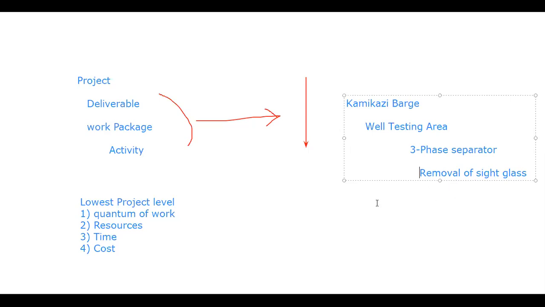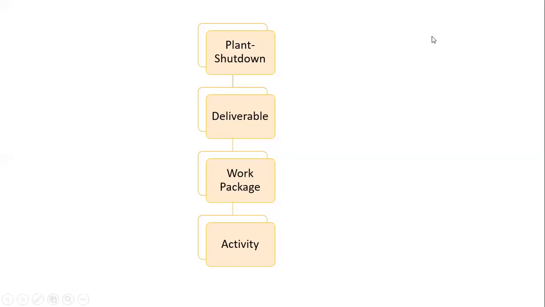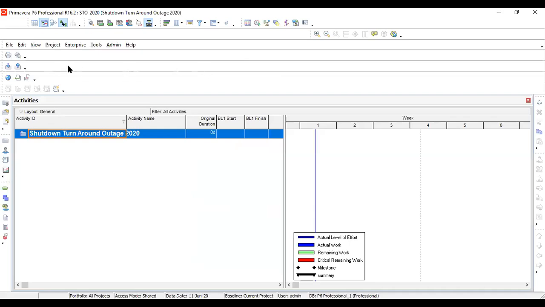So here I just explained how to divide your scope of work. There is a deliverable, there is a work package, and there is an activity. So I'm going to share with you the Primavera dashboard, and then we will develop our WBS for your learning purposes. And where is Primavera 6? Here we are. And how do you develop your WBS in Primavera 6?